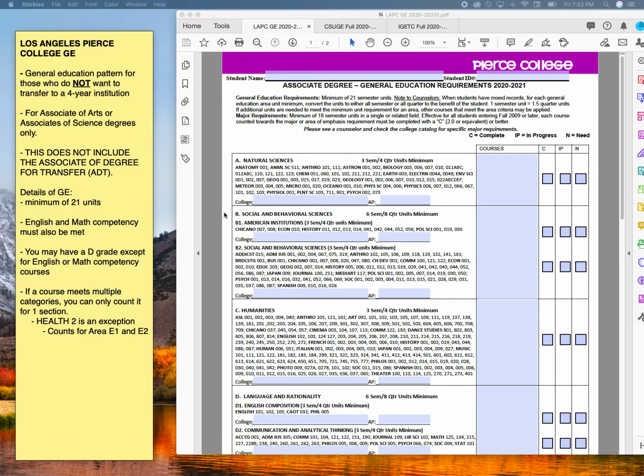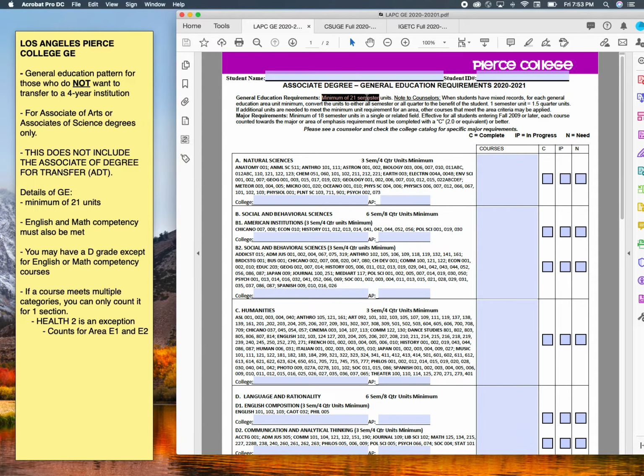This general education pattern can be used for our Associate of Arts or our Associate of Science degrees only, okay? So this general education pattern cannot be used for the associate's degree for transfer. I just want to notate that. You cannot use the LAPC GE form for your ADT, okay? This is only for the non-transfer associate's degree. Okay, so let's look into details of this general education pattern.